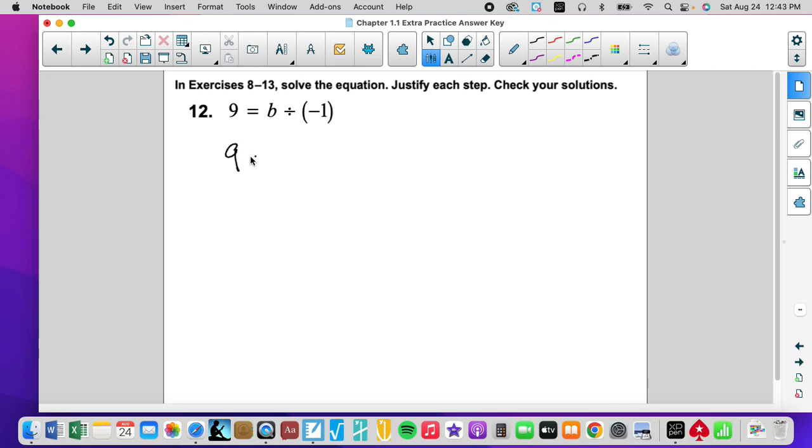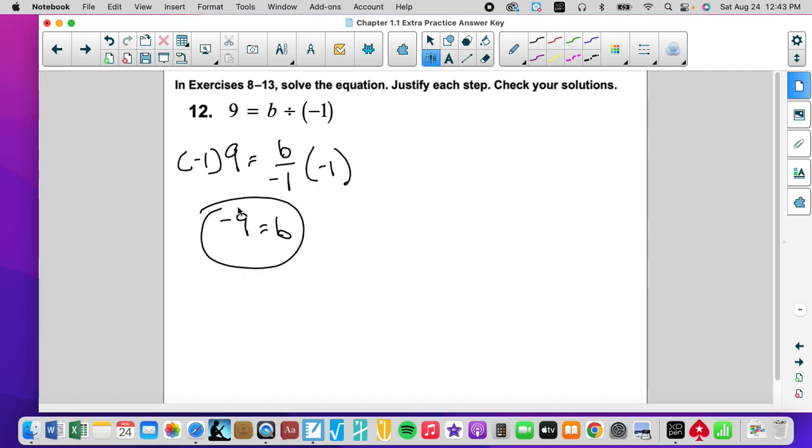I'm again going to rewrite this using a division bar, or what we call a vinculum. What's happening to my variable? It's being divided by negative 1. The inverse of dividing by negative 1 is multiplying by negative 1. And we get b equals negative 9.